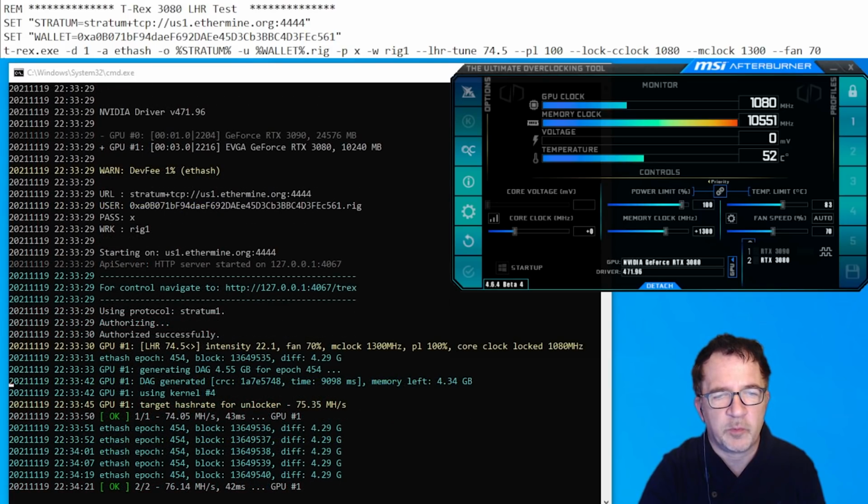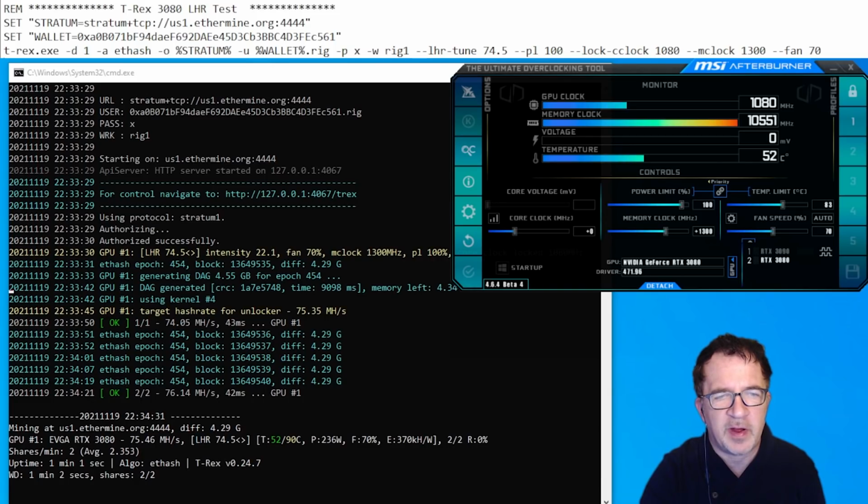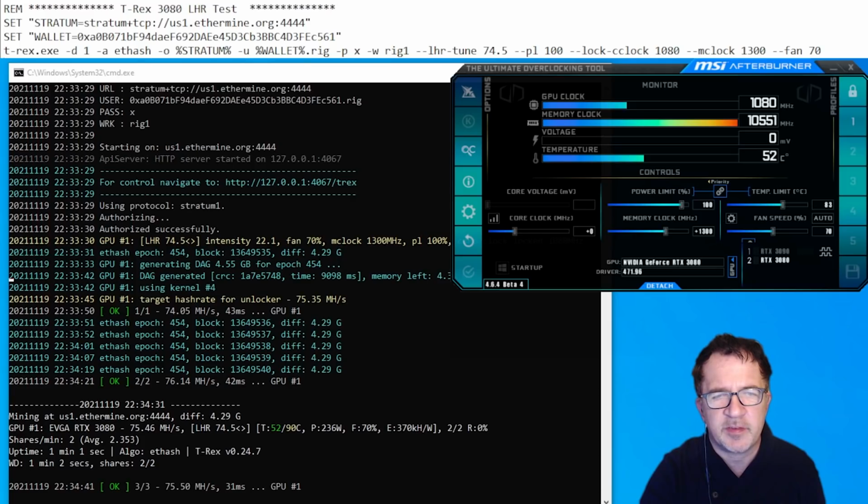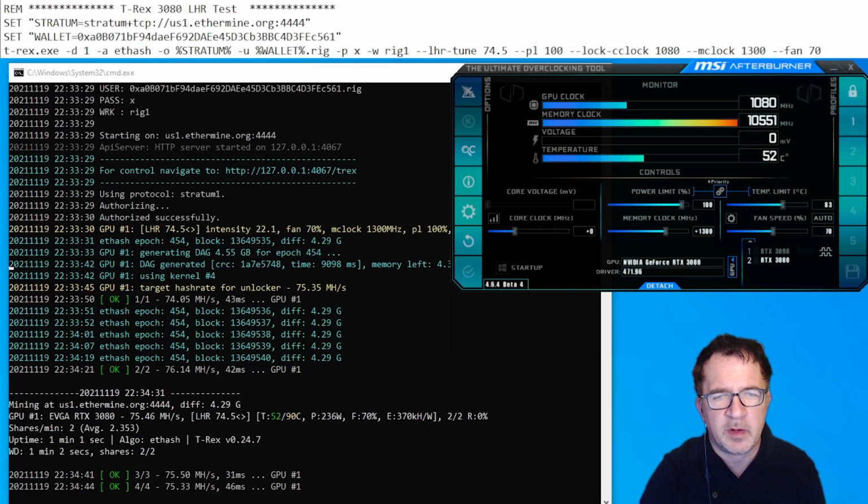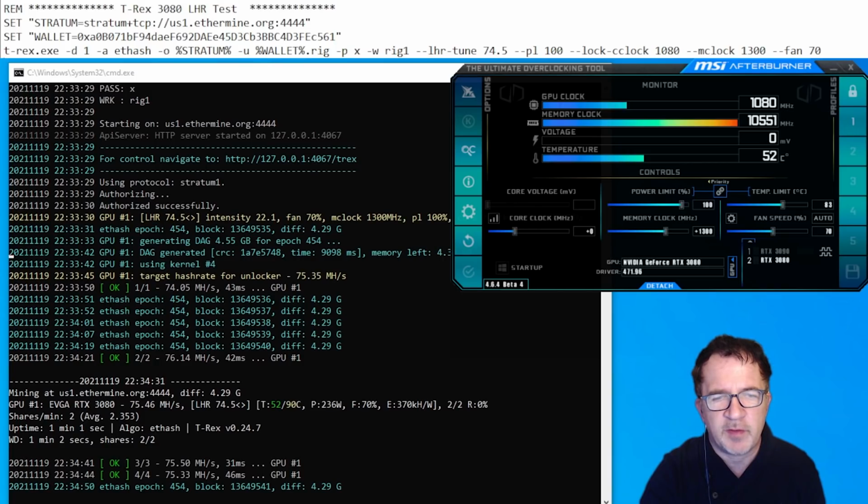Ooh, 76.14 I'm seeing on the bottom, just starting to come in. Let's wait for some status messages to come in. 75.46 mega hash. My memory temperature is 90 degrees Celsius. I have a fan set up at 70, so I'll have to keep an eye on that, but it's still within range for me. I'm getting numbers in mid 75, 75.5, 75.33.